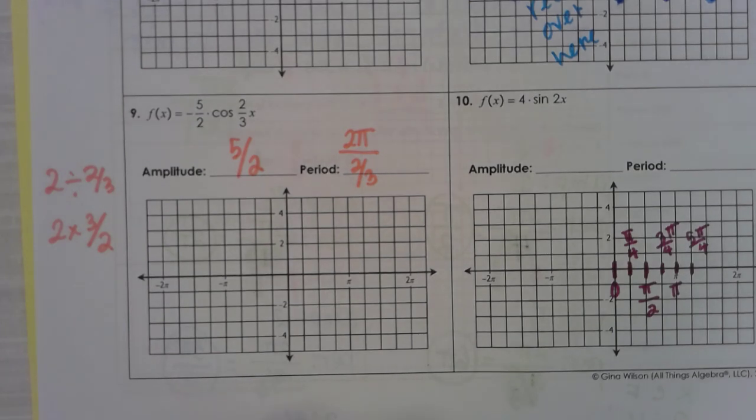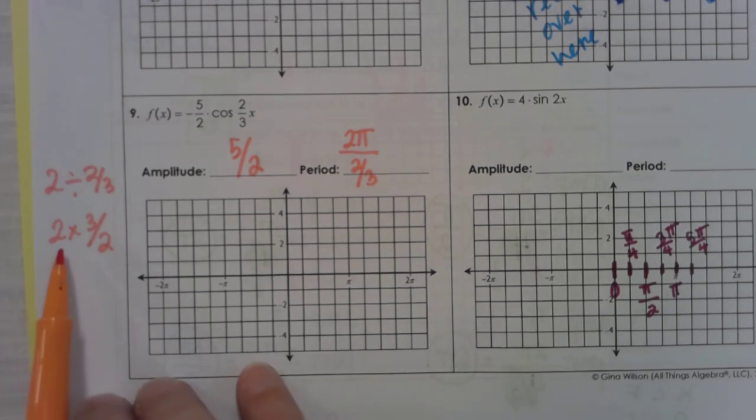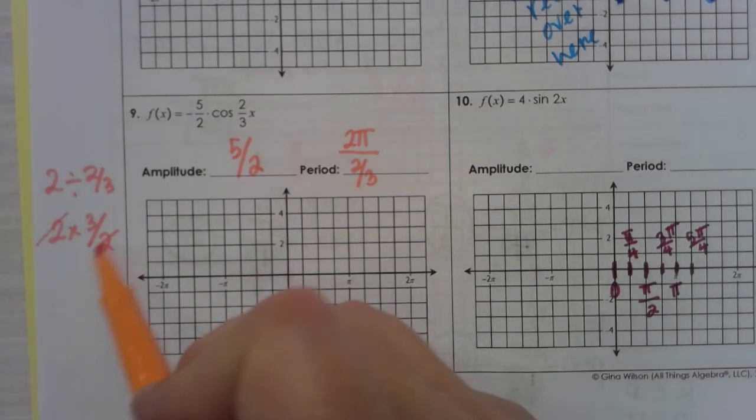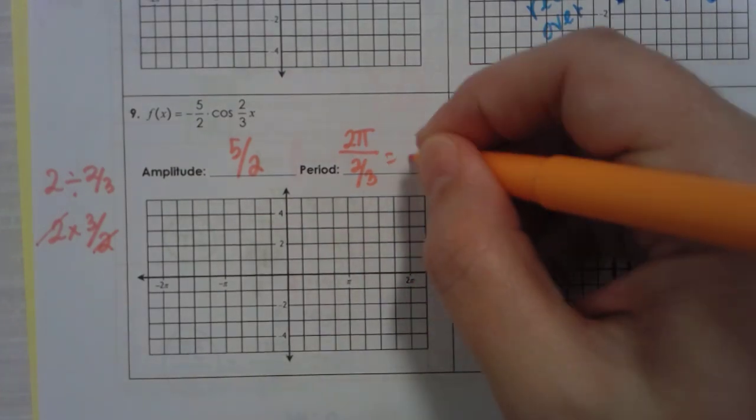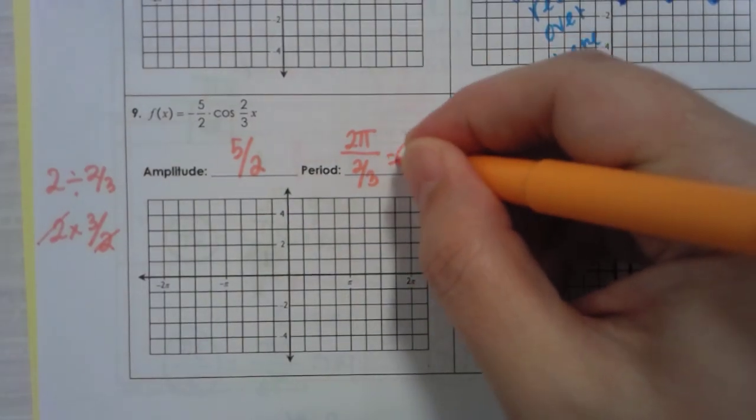So 2 divided by 2/3 is the same as 2 times 3/2. So those 2's are going to cancel out, and we're just going to be left with 3 pi.